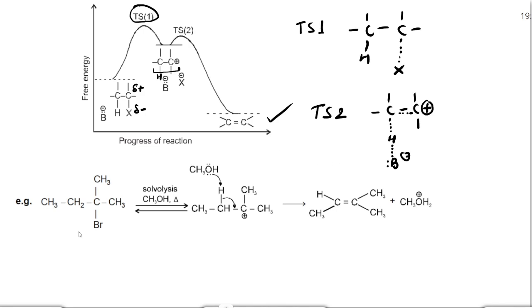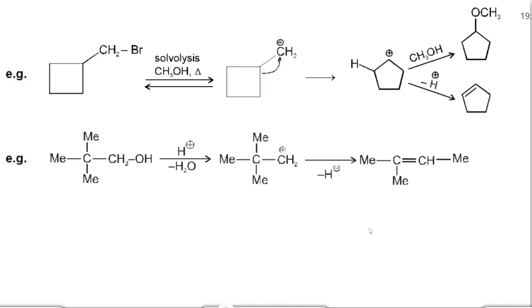Yes. For example, this is the example here, bromine is attached to tertiary carbon. So first of all, in the presence of solvent, that is polar protic solvent, and on heating, first we get the carbocation, then this methanol will abstract hydrogen, and therefore a double bond is formed and we get alkene as the product. Understood.